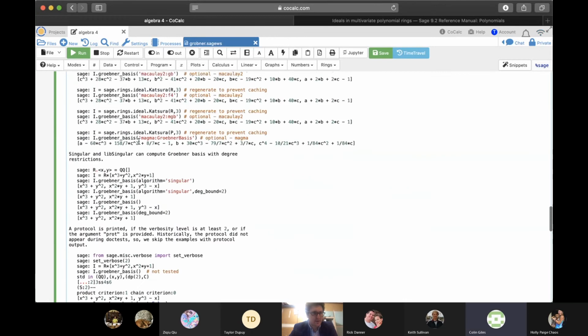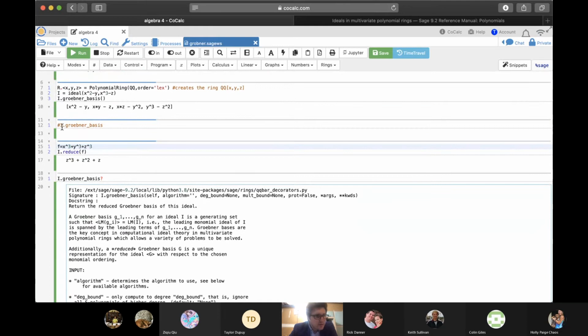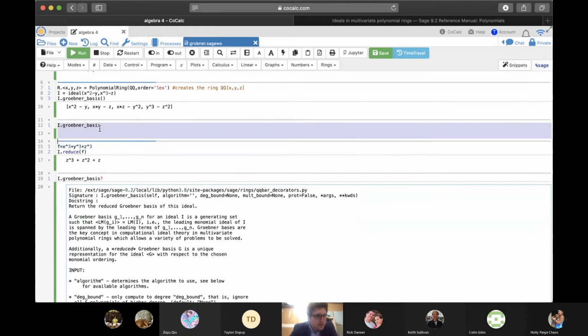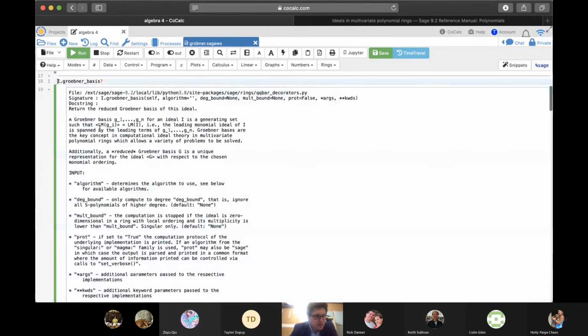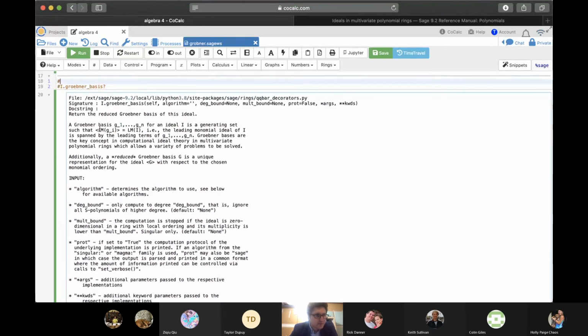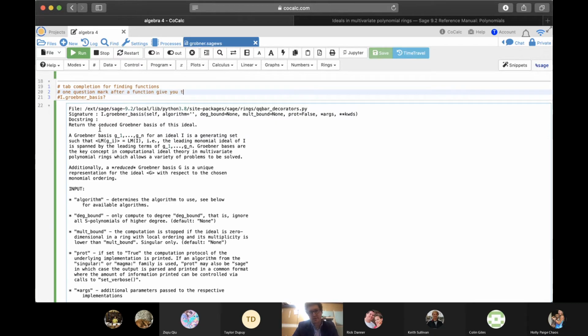Okay, but anyway, maybe I could leave a remark. Let me just leave a comment here for you guys. So there's tab completion: you just double tap tab. Then if you add one question mark, a function gives you the documentation.